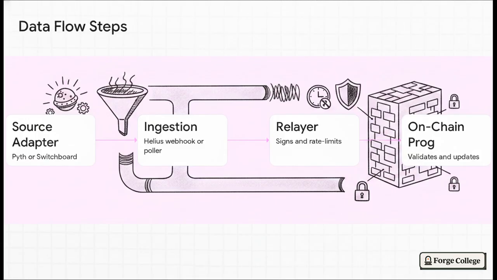From there, it flows through the ingestion layer, which could be a Helius webhook reacting instantly, or maybe a scheduled poller. Next, the data gets officially signed and rate-limited by the relayer, just to make sure it's not spamming the network. And finally, the whole package lands securely at our on-chain program. It's a brilliant way to visualize the exact journey your Oracle data takes.